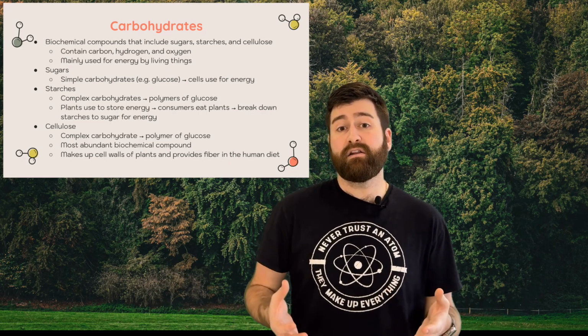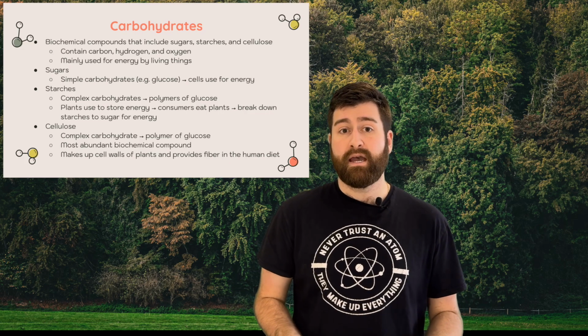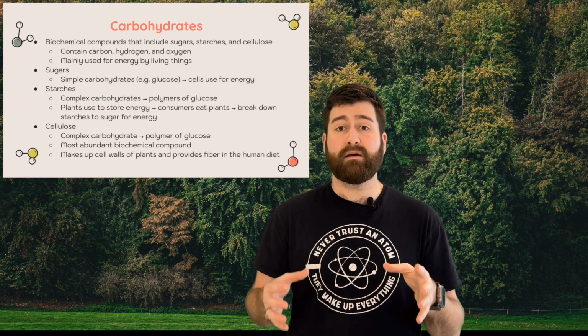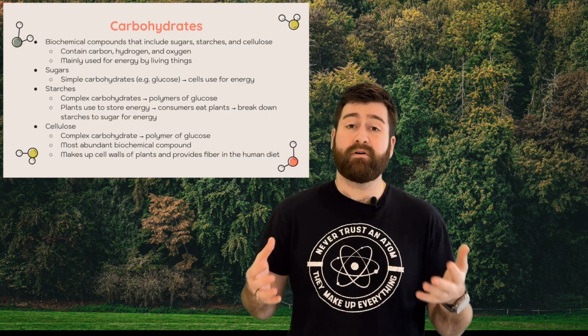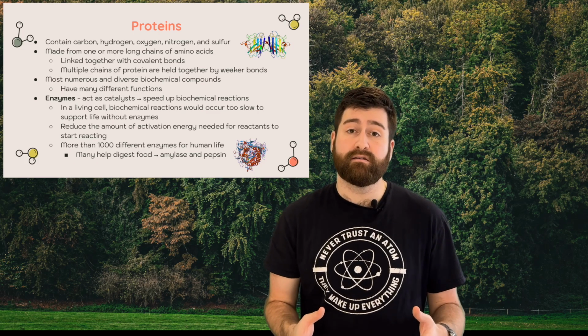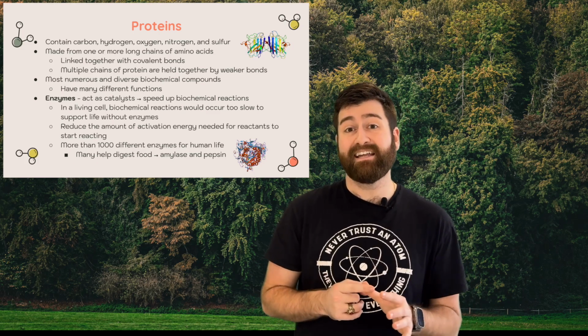Cellulose is also a complex carbohydrate, and it's another polymer of glucose. Now, this is the most abundant biochemical compound, and it makes up cell walls of plants and provides fiber in our diets. Next up are proteins. Proteins contain carbon, hydrogen, oxygen, nitrogen, and sulfur.